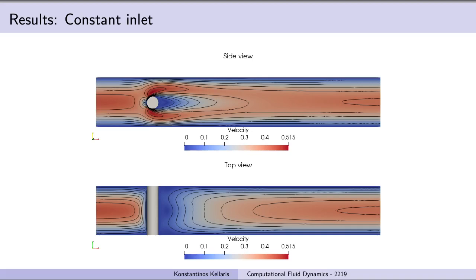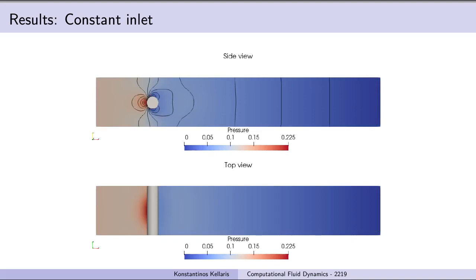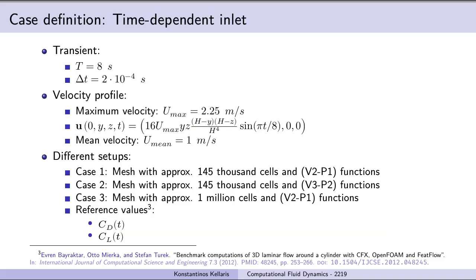Next, we see the velocity field at the two symmetry planes of the computational domain. Again, the behavior is according to the benchmark, and the three-dimensional nature of the flow is evident. This is also verified by the pressure contours. Next, the transient case is studied.